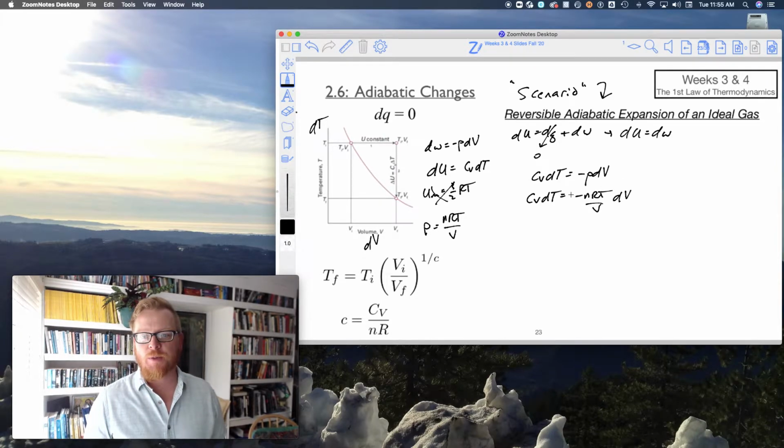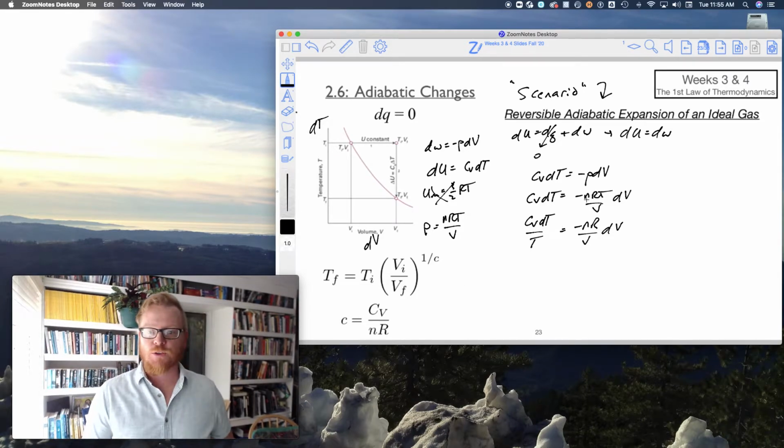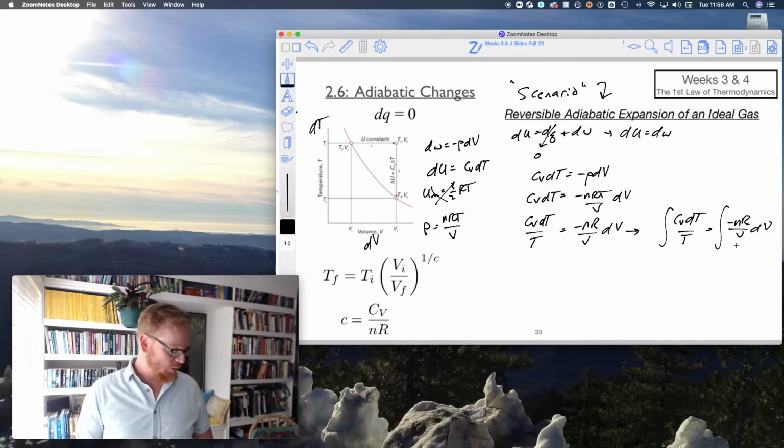And what I'm going to now do is combine all like terms with all like terms and say CV dT divided by T equals negative nR divided by V dV. This process I like to call divide and conquer. So we divided, and now we're going to conquer. And the way that we conquer this is by integrating both sides. So CV dT over T equals negative nR over V dV. So I integrate both sides with respect to their variables, okay?